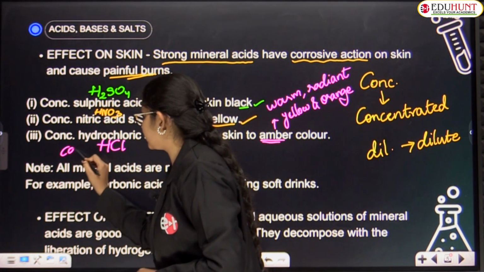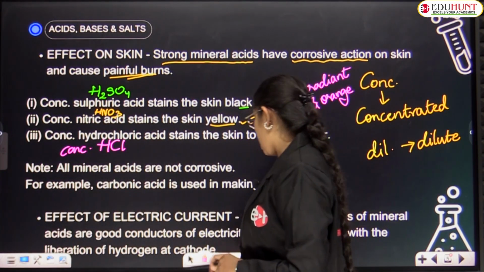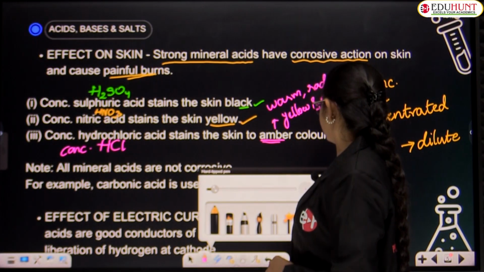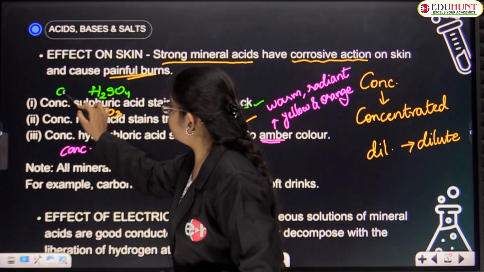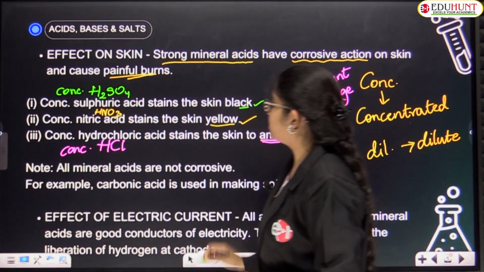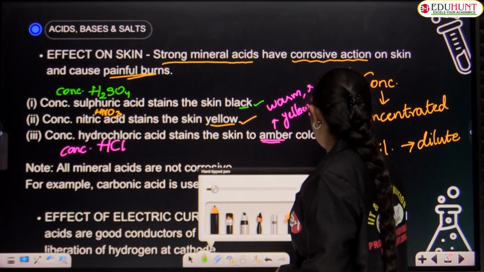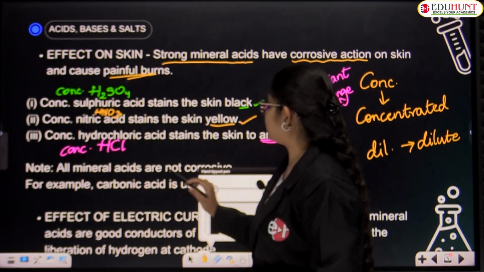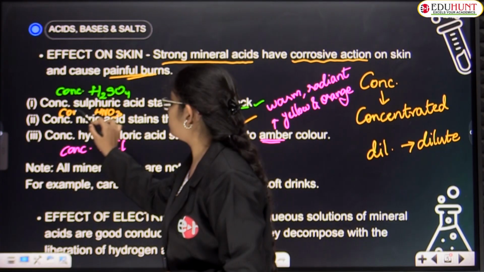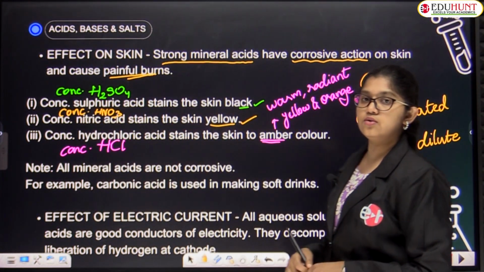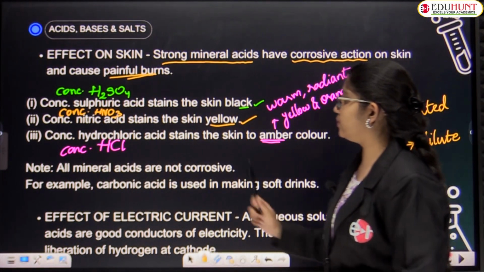The representation is like this, children. Concentrated, what's the first one? Concentrated sulfuric acid stains the skin into which color? Black in color. Very good. Next one. Concentrated nitric acid stains the skin into yellow in color. Very good. Now, third one.